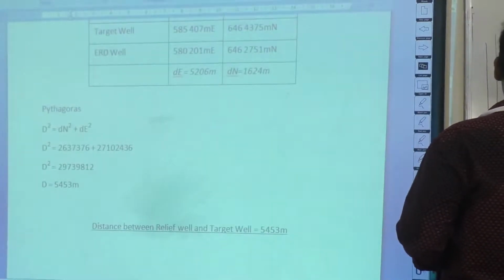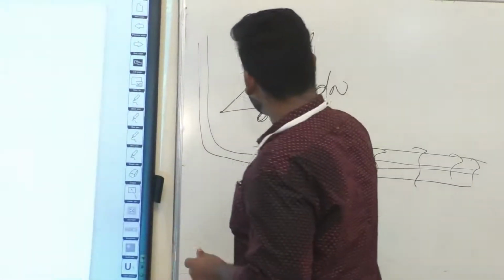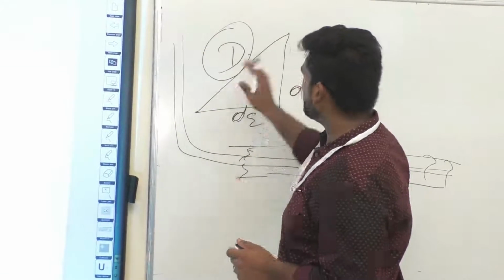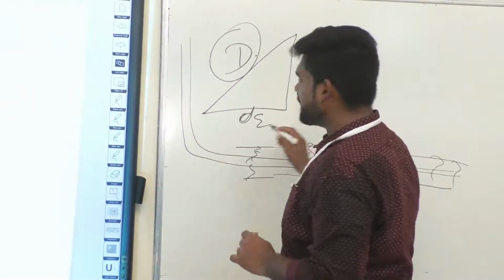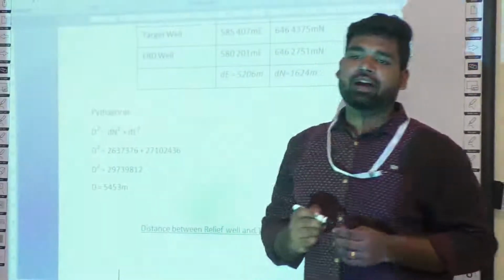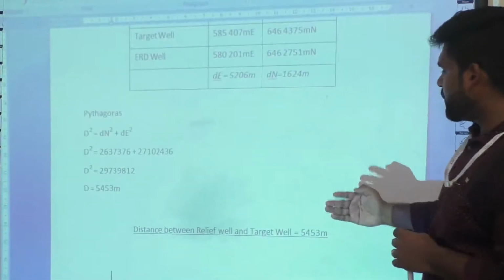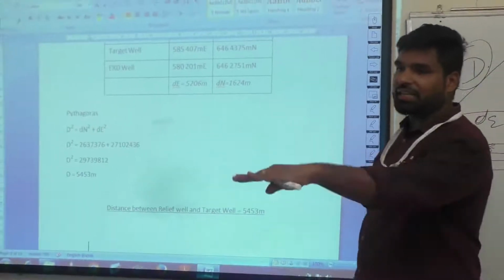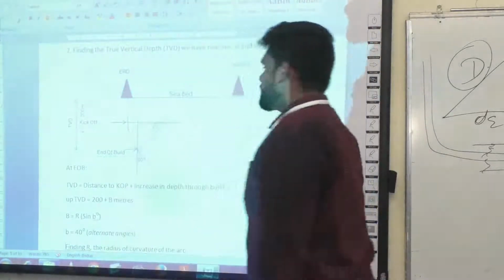So this is your dE and this is your dn and this is d, right? By Pythagoras theorem, if you find this d, which is the surface distance between the 2 wells, d square is equal to dE square plus dn square, which gives your final result of about 5453 meter. So the distance between the relief well and the target well is 5453 meter at the surface. Clear? Okay. So that is the first step. We have finished the first step.